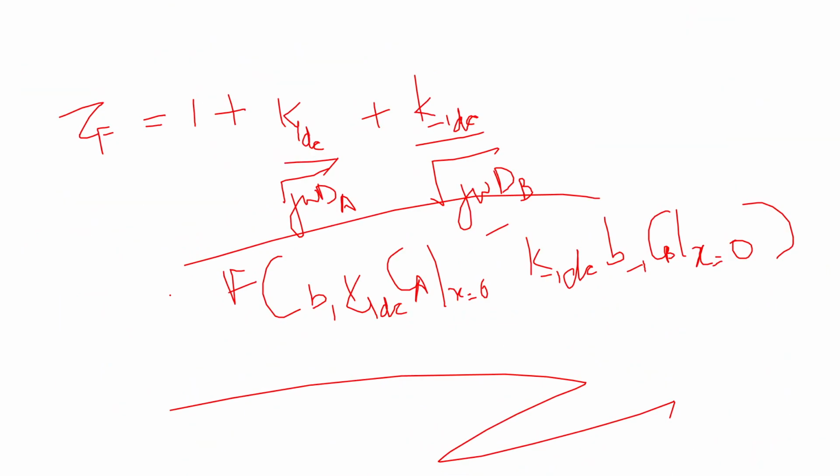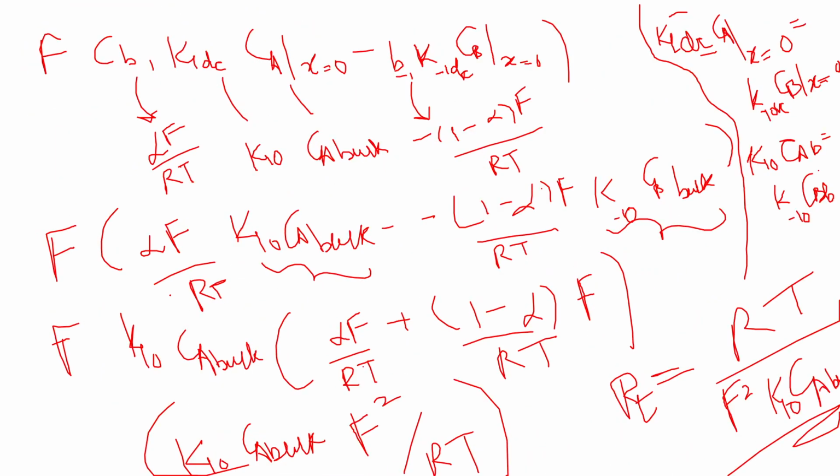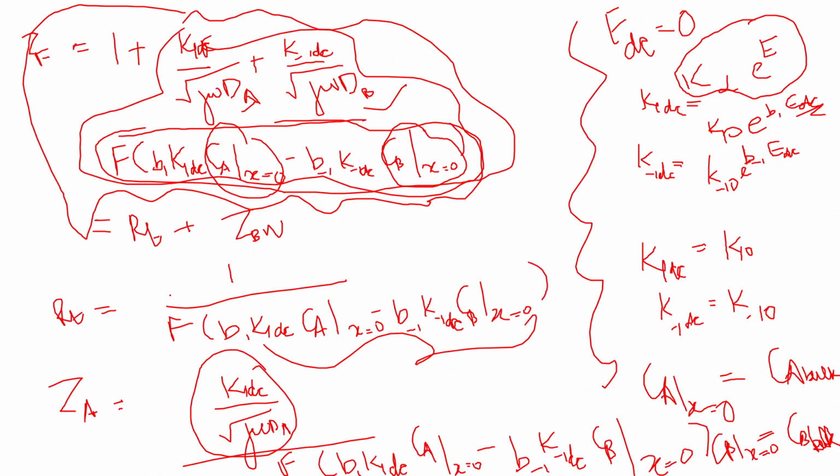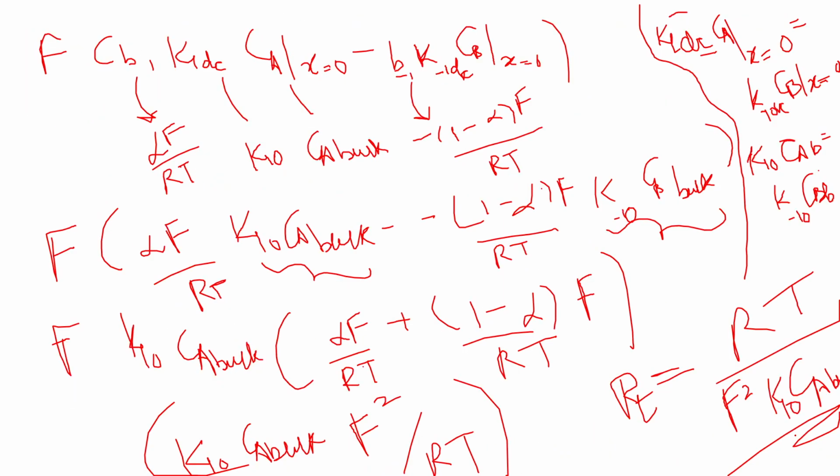Yeah, we found this equation, right? After that, we discussed a case where EDC equal to 0. I think it was last to last class. In that case, K1 DC will be nothing but K1 0 e to the power B1 EDC, where EDC will be 0. So you will have K1 DC equal to K1 0, K minus 1 DC equal to K minus 1 0. CA at x equal to 0 will be CA bulk because there's no reaction happening. CB at x equal to 0 is again CB bulk. All this I'm substituting in this equation.